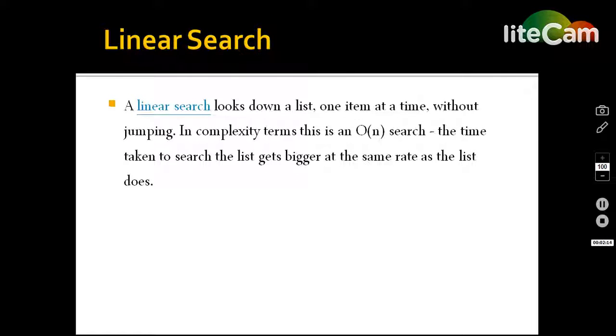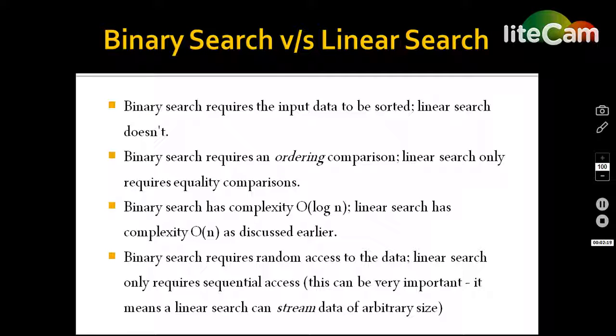Now I go to the difference between these two searches. Binary search requires the input data to be sorted. If we enter random numbers and try to find the position of a specific number, it does not return the exact position or does not find the element. But linear search does not require this. Binary search requires an ordering comparison, meaning it always compares the data, but linear search only requires equality comparisons.